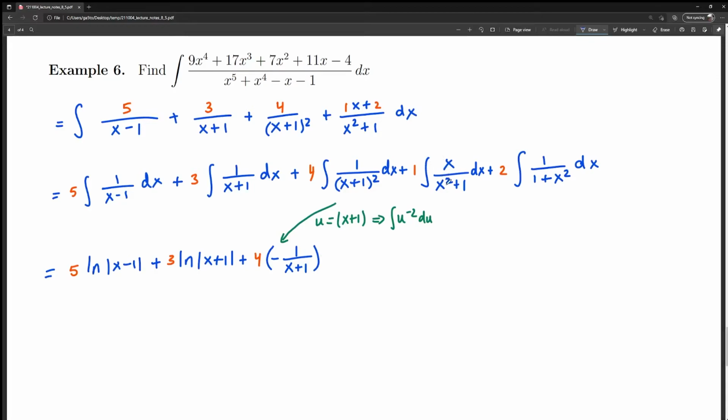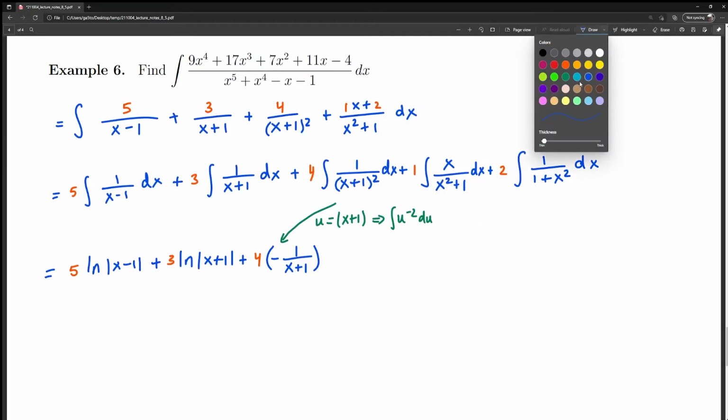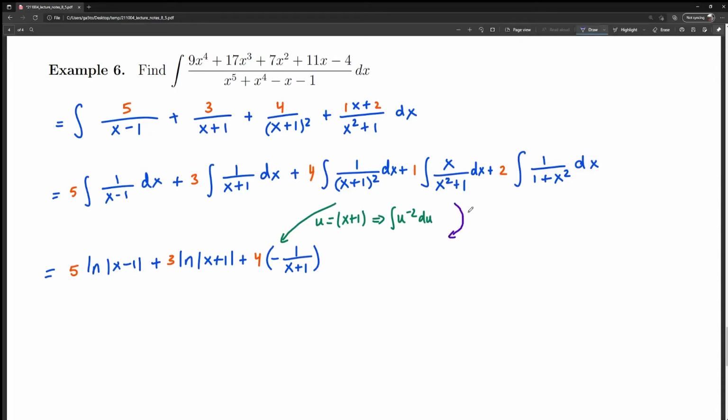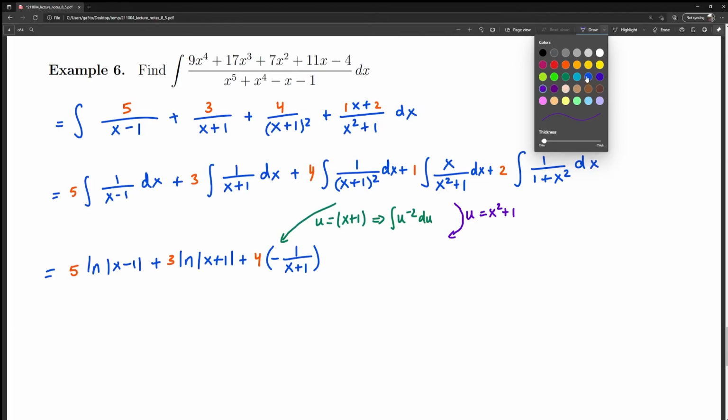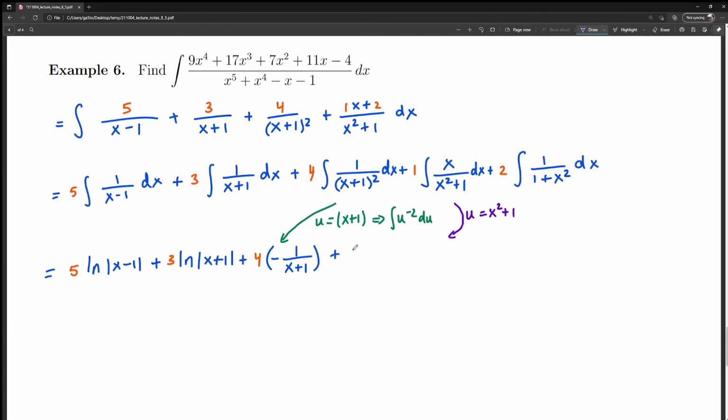For the fourth integral, we can now use a substitution. And the substitution for the fourth integral would be u equals x squared plus 1. So du/dx then gives you 2x, and that cancels with the x in the numerator. So pause the video and see if you can actually verify this yourself. But the fourth part of the integral then gives us 1/2 times ln of x squared plus 1.